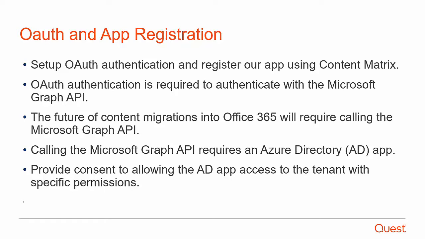Calling the Graph API requires an Azure Directory app, and you need to provide consent to allowing the AD app access to the tenant with specific permissions.